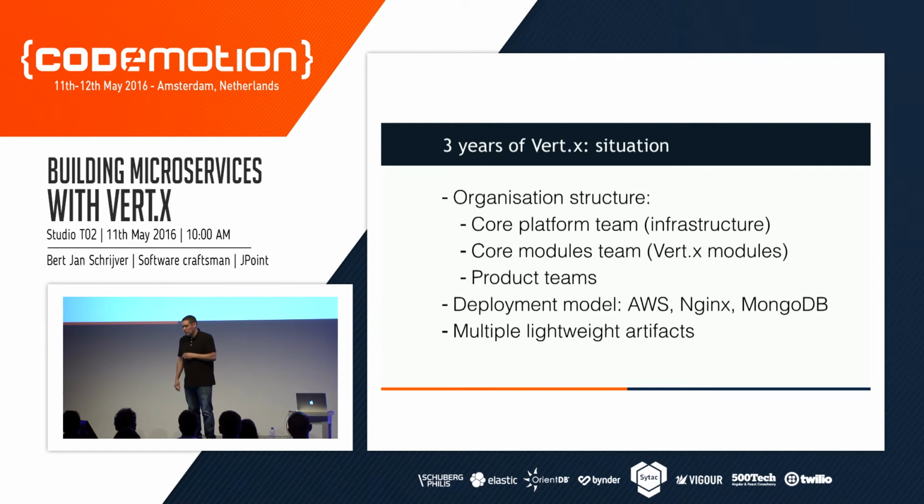As I said, we run on AWS, we use Mongo, we use Nginx. And an application typically consists of multiple lightweight artifacts, like one or two Vert.x services from the product team, and then about eight from the core modules team. Database connections, profile management, session management, content service, all stuff like that.